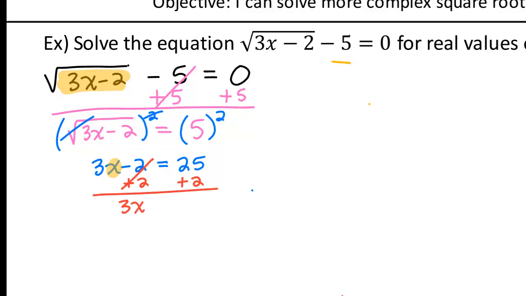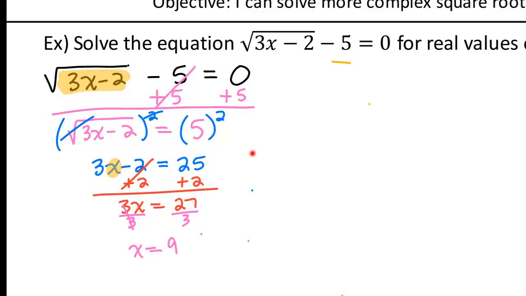We get 3x equals 25 plus 2 is 27. And then that's 3 times x. So what do we do to get rid of the 3? Divide by 3 to both sides. And I get x equals, what's 27 divided by 3? 9. Okay, that's my possible solution.